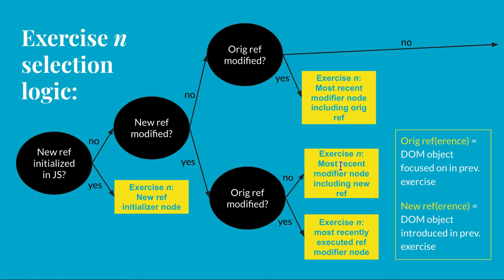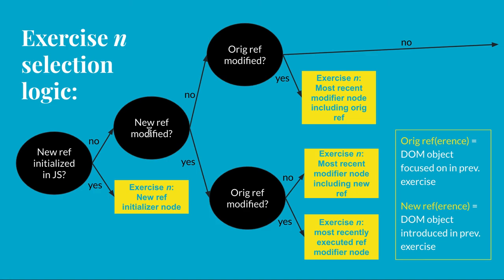So no matter what, we're always preferring modifier nodes. That is the thing that drives this in the case where only one thing was modified. Why this is important is, for example, let's say the new reference was modified, the original reference was not modified, but the original reference was used. In that case, we are still going to pick the modification node. Okay, but let's say the new reference wasn't modified. Then if the original reference is modified, the next exercise will be the most recent node that includes or modifies that original reference.